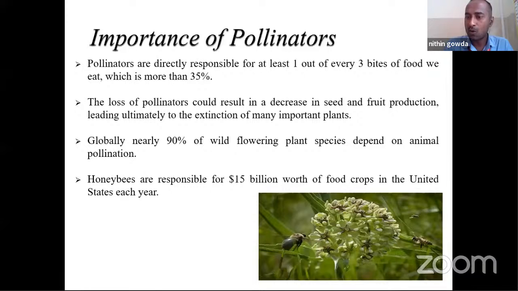If pollinators are nowhere present, whatever we are eating now, we need to reduce it to 2 bites. Why? Because if you are eating 3 bites, 1 of those bites is completely because of pollinators. This slide shows why you need to conserve pollinators, and why you need to work towards computational entomology to save pollinators, the useful insects.